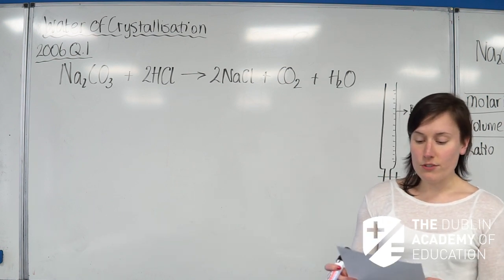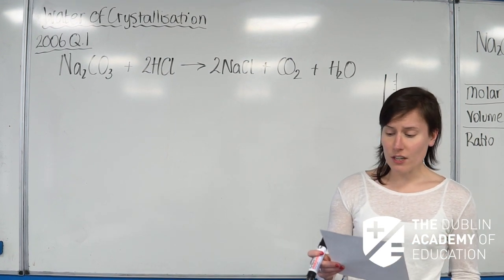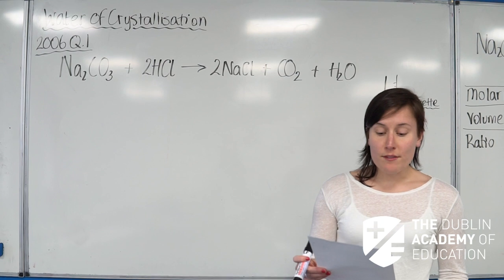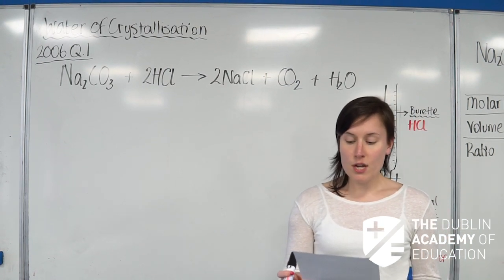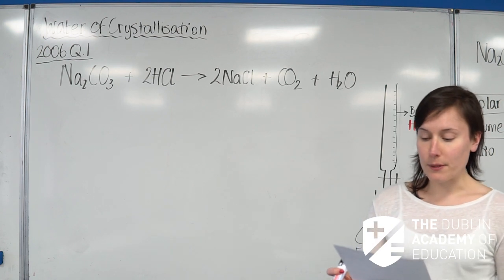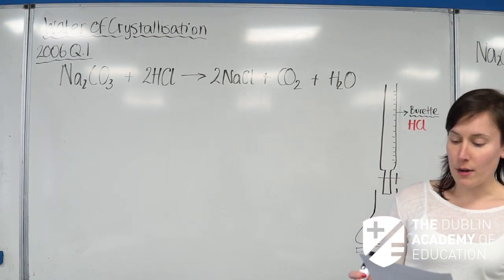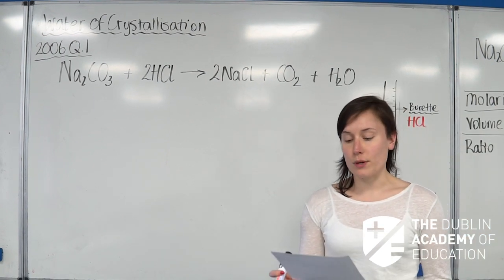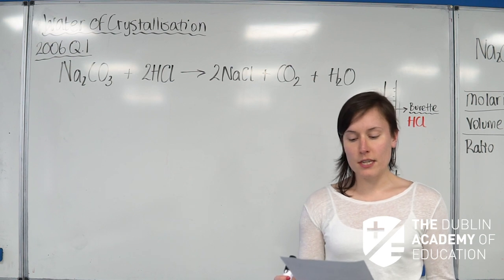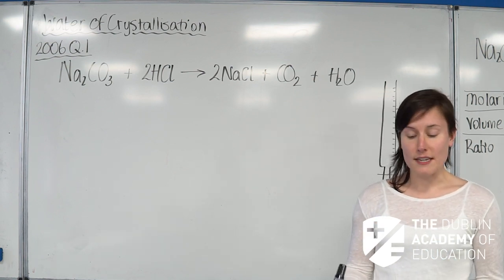A pipette was used to transfer 25 centimetre cubed portions of this solution to a conical flask. A previously standardised 0.11 molar hydrochloric acid solution was used to titrate each sample. A number of accurate titrations were carried out. The average volume of hydrochloric acid solution required in these titrations was 26.05 centimetres cubed. So we already have a lot of information there in that question that we need to collect.